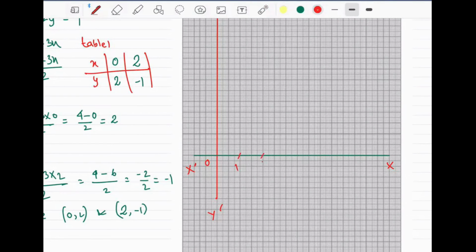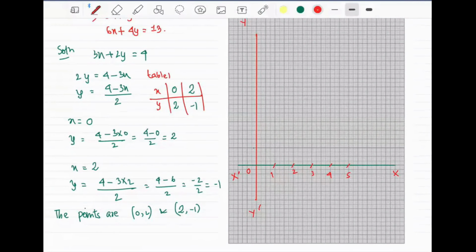So here is 1, here is 2, 3, 4, 5. And do the same thing for the y-axis also, 0, 1, 2, 3, 4. So plot this (0, 2) and (2, minus 1). Remember, there is a negative value also, so negative 1, negative 2. (0, 2), where is it? There is 0. Go up. I think I plotted the wrong values. There is 1, 2, 3, 4, 5. So 0 here, go up 2 points. Here is (0, 2).